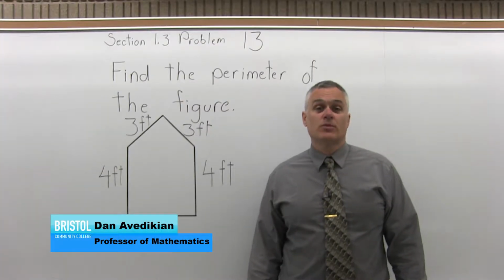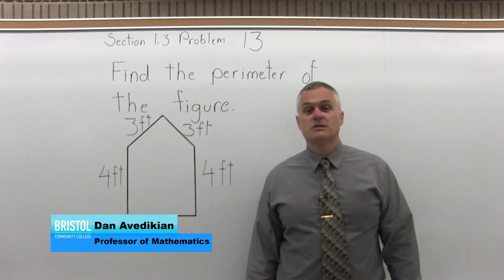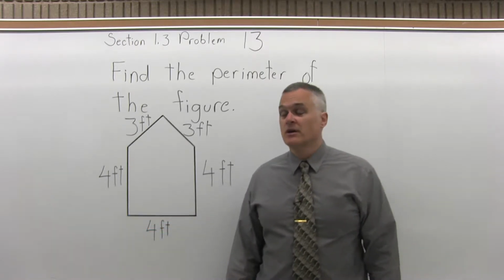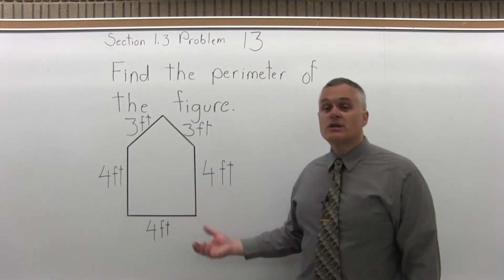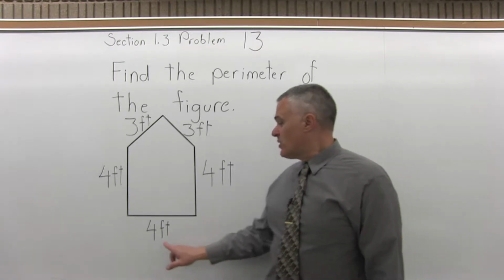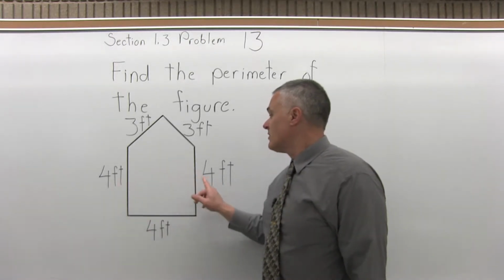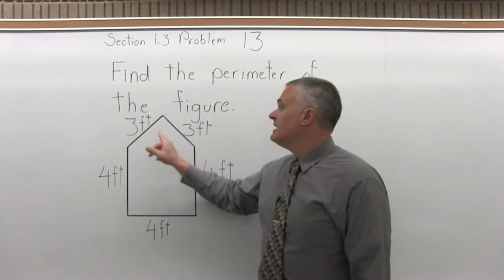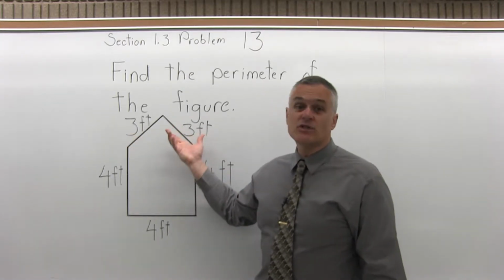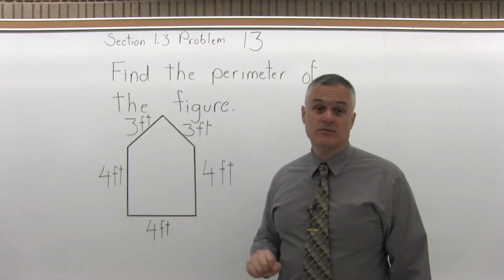This is Section 1.3, Problem 13. It says find the perimeter of the figure. And our figure looks kind of like the cross-section of a house. It's 4 feet across the base, 4 feet on the left side, 4 feet on the right side, and then each half of the, you can think of it as the roof, is 3 feet.